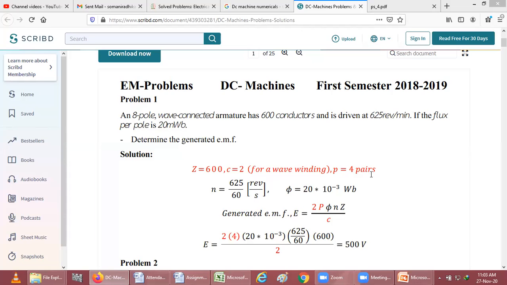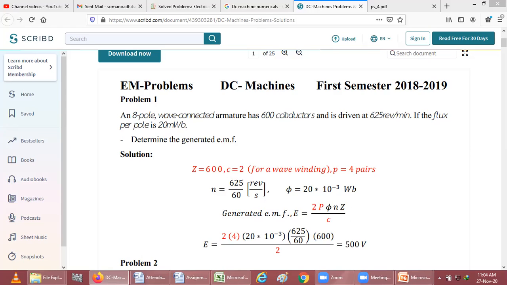So here we can see a question: there is an 8-pole wave connected armature that has 600 conductors. Conductors we are denoting by the letter Z. Z is nothing but the number of conductors. And they have given the poles. So the number of poles we are taking here as a pair. Here they have given 8 pole, so we can take the pair as 4.